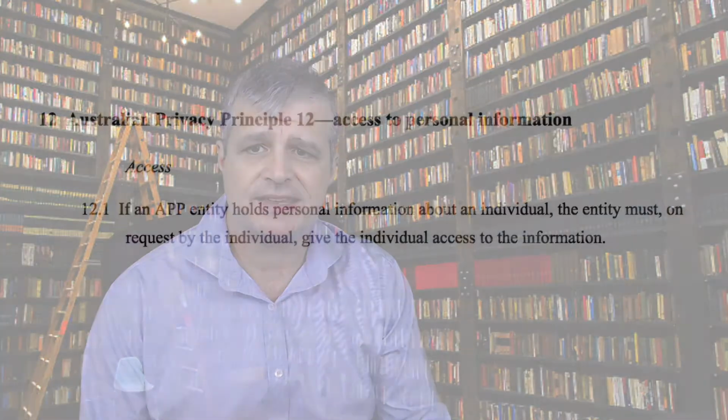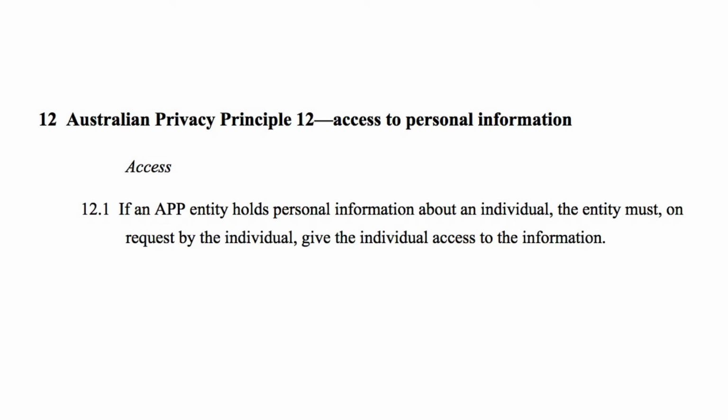The Privacy Act provision is super plain. It says that if a government entity holds personal information about an individual, the entity must, on request by the individual, give the individual access to the information. Put simply, if there's a file on you, then in most cases you can get your hands on that file.